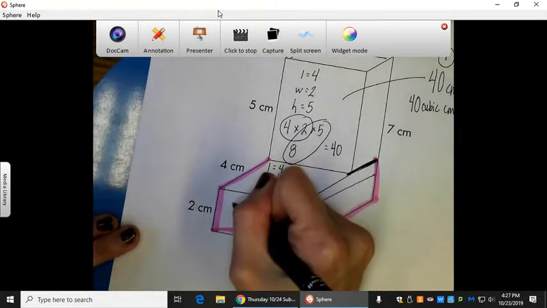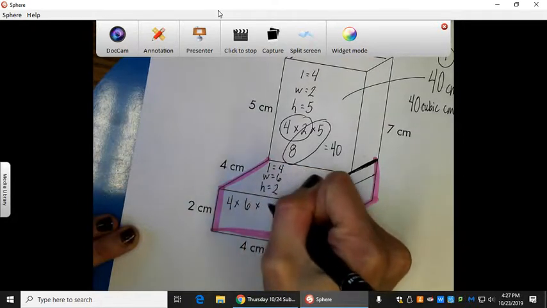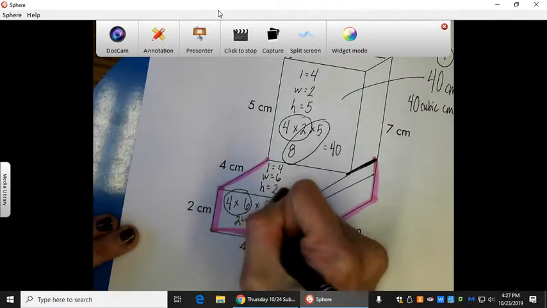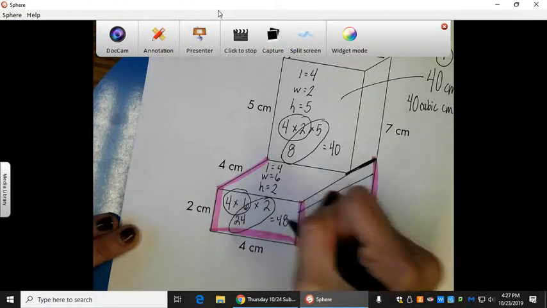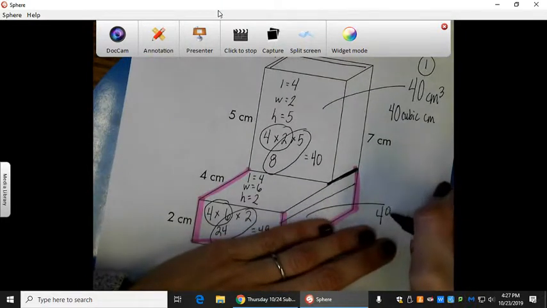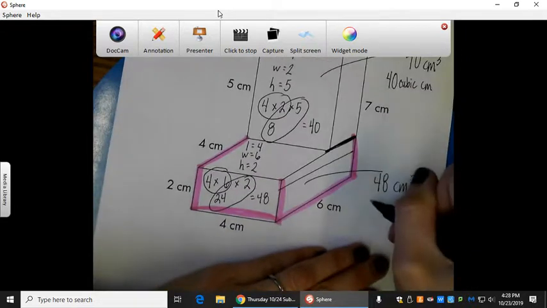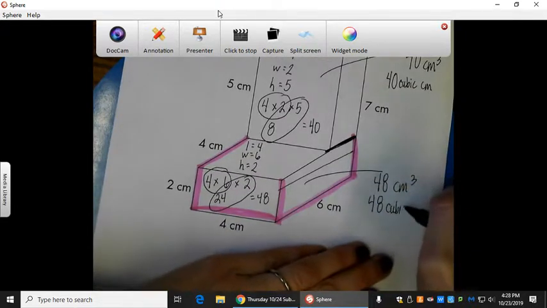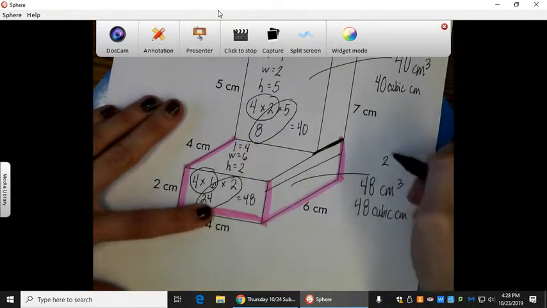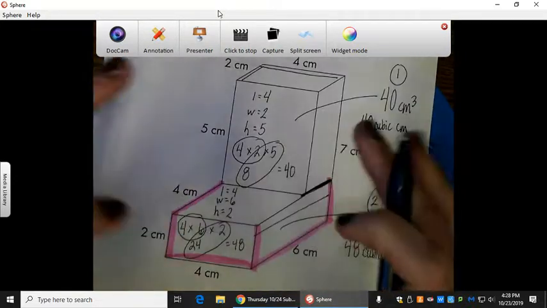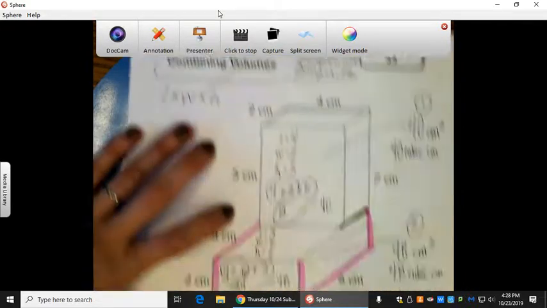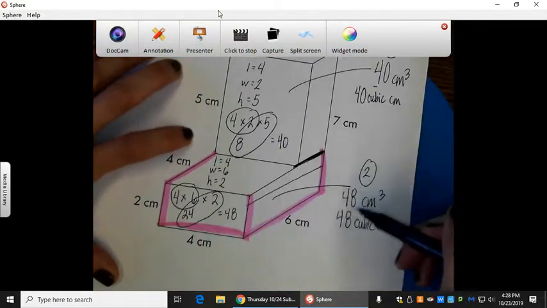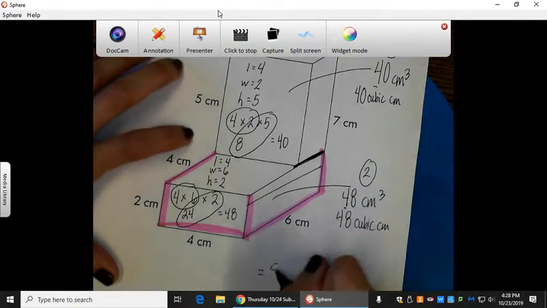So now I've got length times width times height. So 4 times 6 times 2. 4 times 6 is 24, and 24 times 2 is 48. Not just 48. 48 centimeters cubed, or another way to write it is 48 cubic centimeters. And now I've got the volume of 1 and 2, and now combined. Remember, it's compound or composite. It's really just combining volumes. So to combine them, 40 plus 8 is 48, which gives me a combined 88 centimeters cubed.